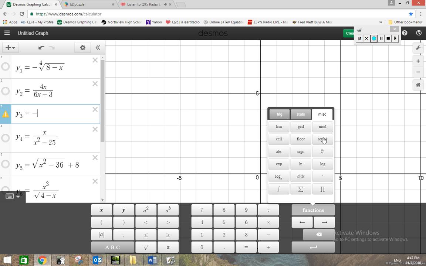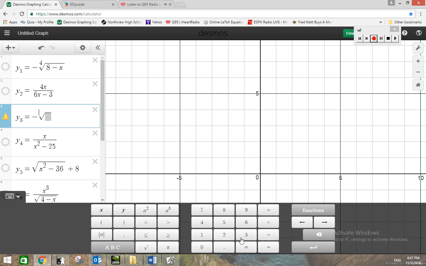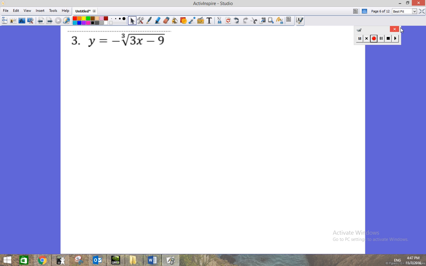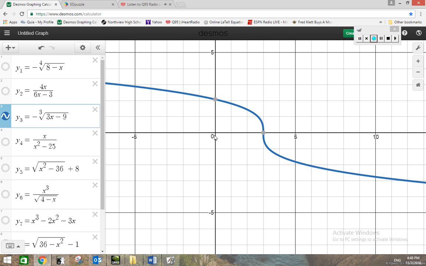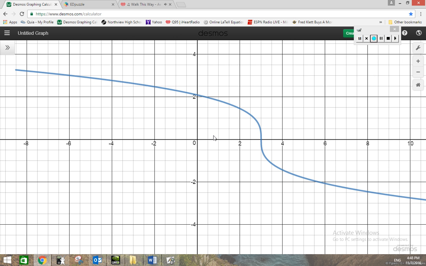If I go to functions and miscellaneous, here I have an nth root. I can hit that, and then I've got 3, and then I hit the arrow to go down underneath this radical, this cubed root. And what was the expression? 3x minus 9. Alright, so let's get a picture of this and look at this graph.